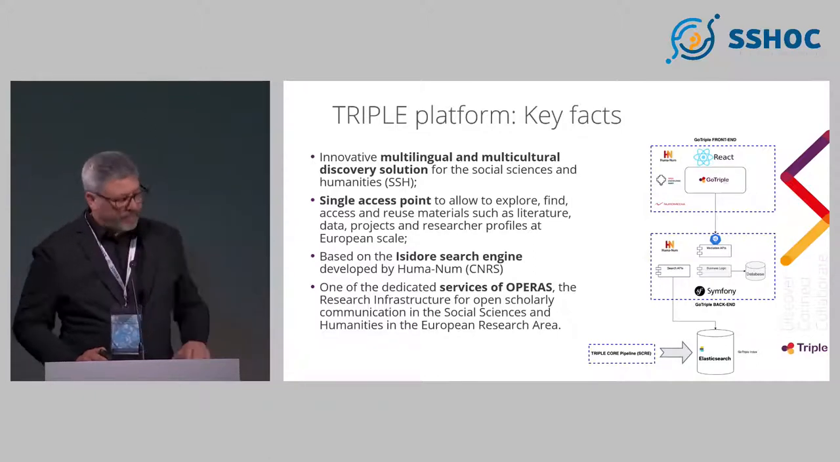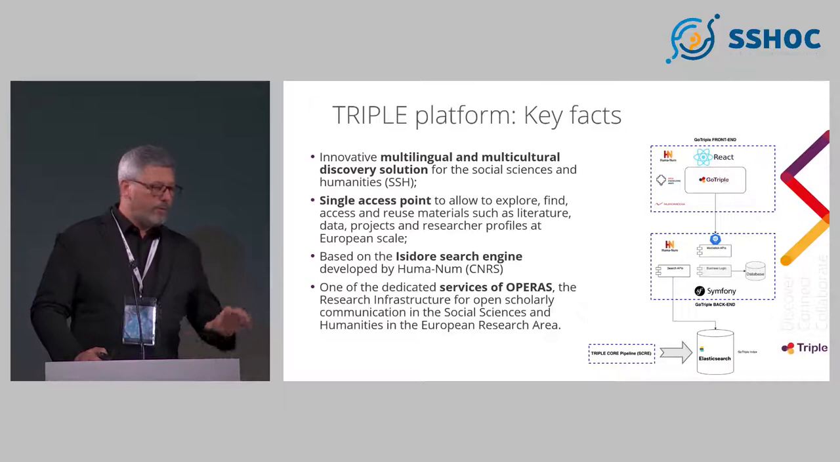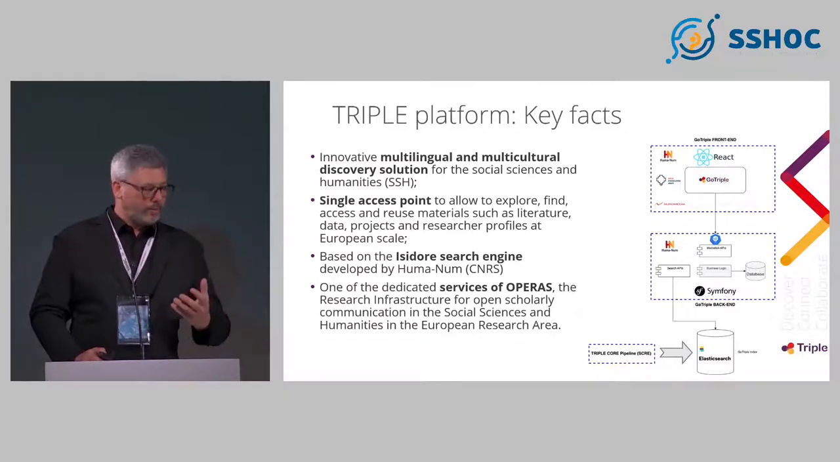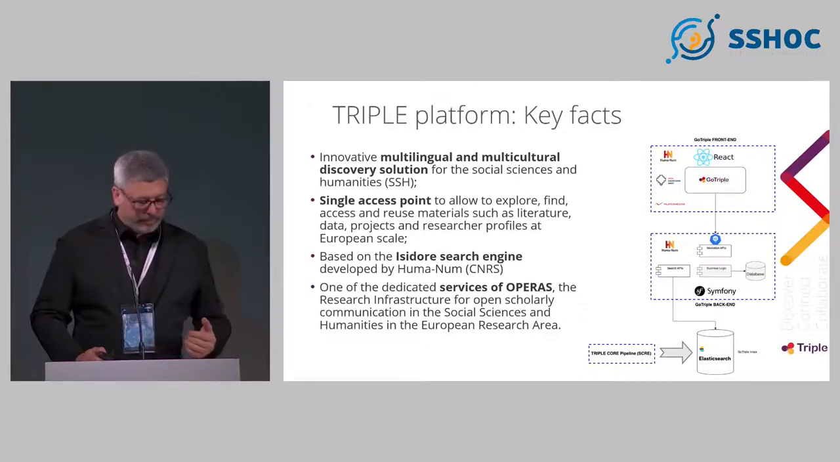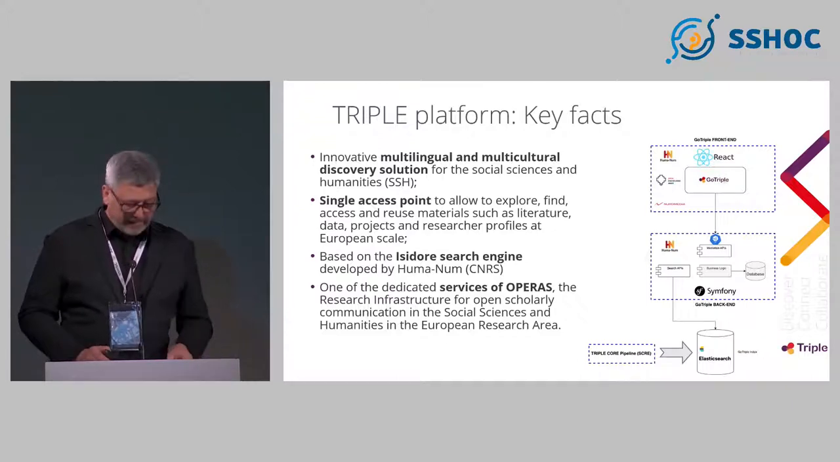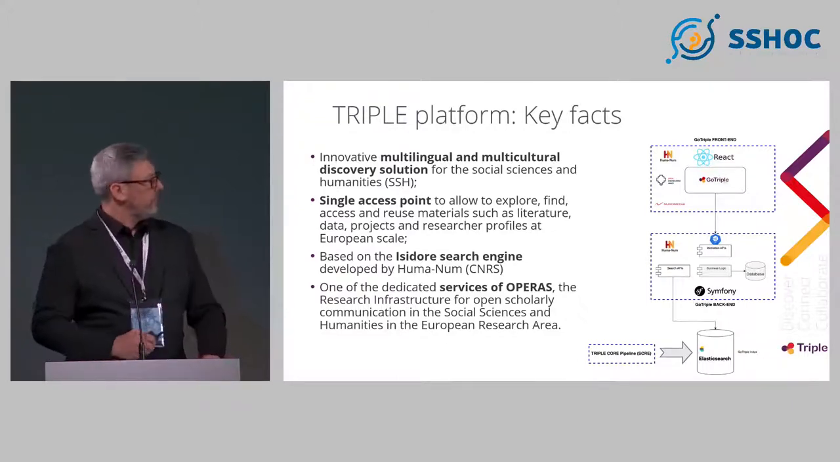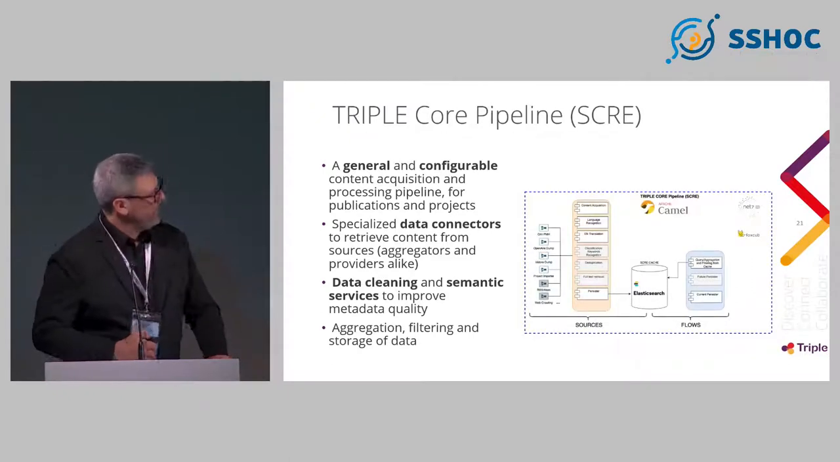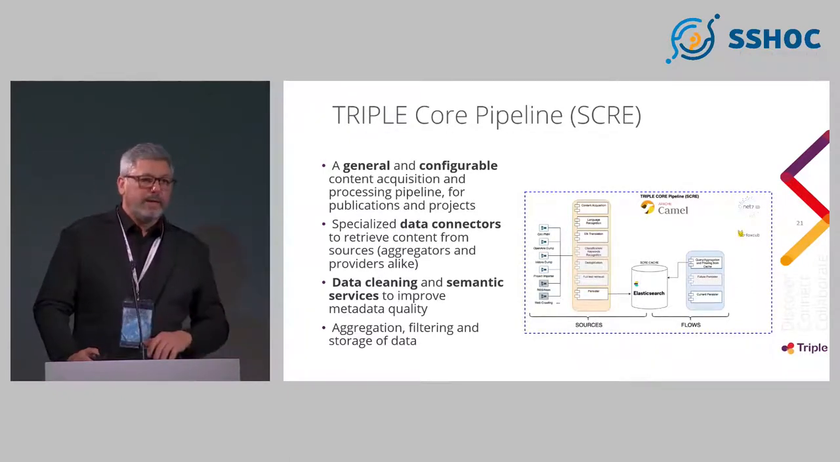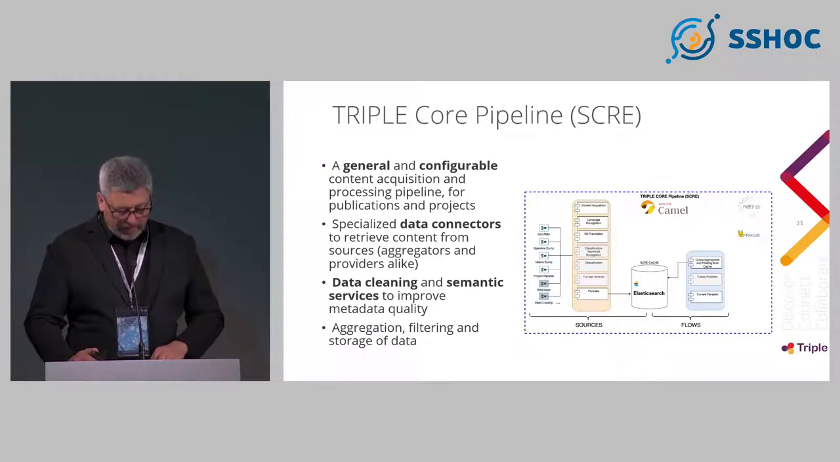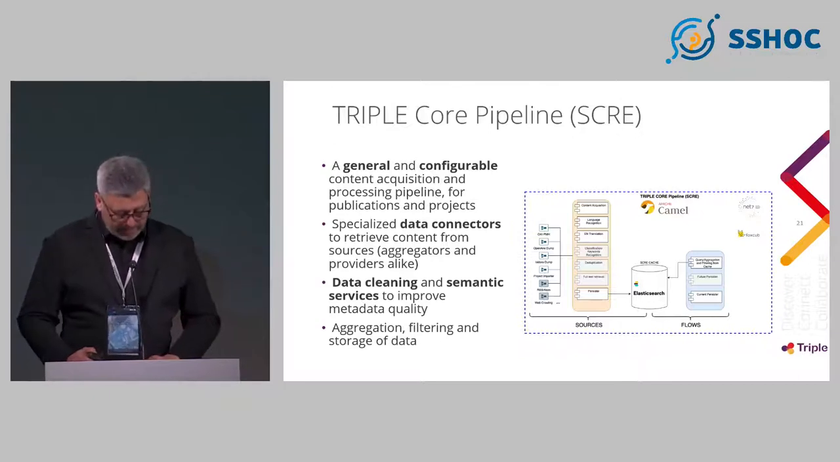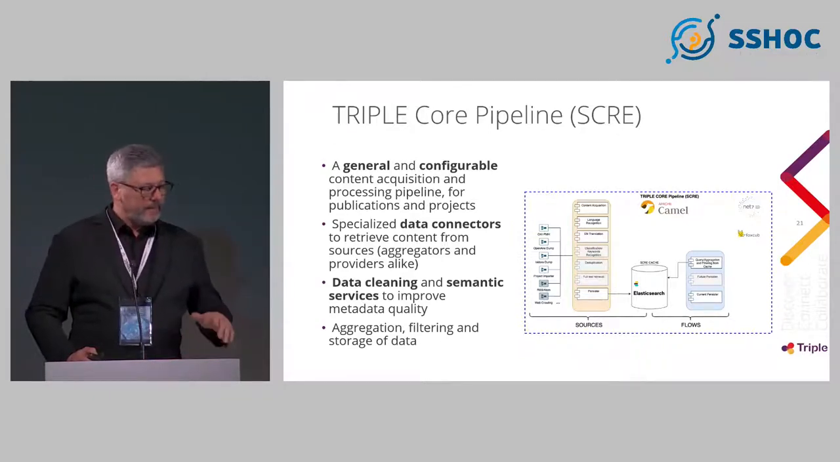To show you that there are three main parts. You have the Triple core pipeline, that is the core of the platform. Then you have the back end to treat some of the data and the front end for the user. So I will just now give you some more detail about the Triple core pipeline. So the Triple core pipeline is a general and configurable content acquisition and processing pipeline for publications, data, and projects. So you have some specialized data connectors, but also some data cleaning and semantic services to improve metadata quality.